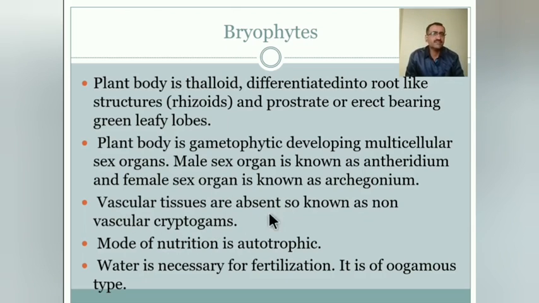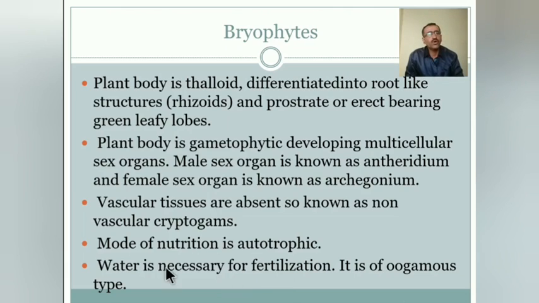Bryophyte is non-vascular, that means vascular tissue is absent, and cryptogam, they do not produce flowers, so they are known as non-vascular cryptogams. Mode of nutrition, autotrophic, because they have chlorophyll pigment and produce their own food material, so they are known as autotrophic plants. Water is necessary for fertilization.